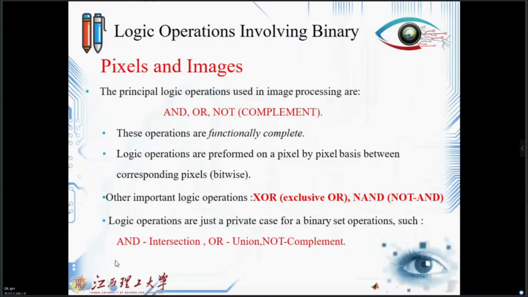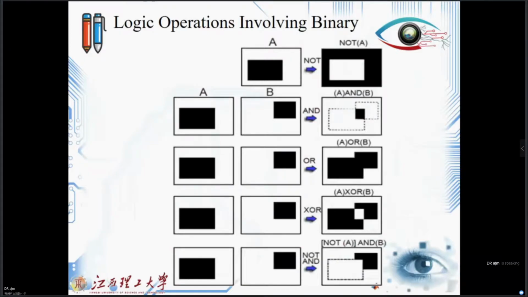Okay, let us see one image which shows these logic operations. Suppose I have the figure of A, then the NOT of A is nothing but converting the black to white and white to black. And suppose I have the images A and B, just see them as pixel A and pixel B, or one part from image A and one part from image B.